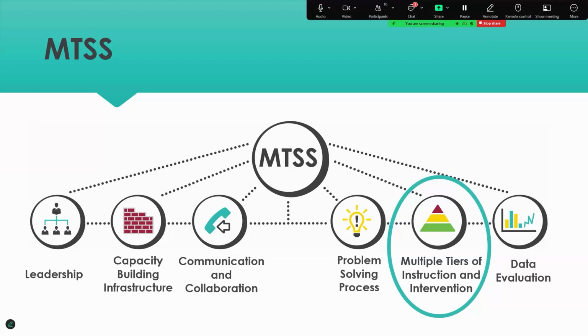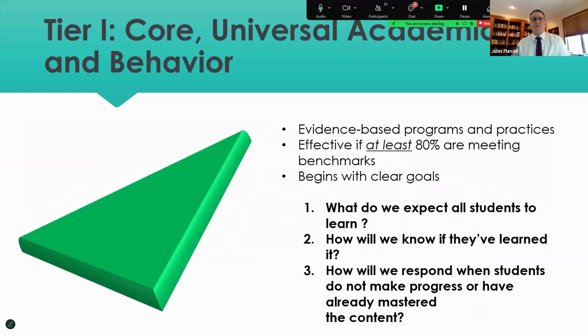Okay. I ran through that quickly because that's the 30,000 foot view, and I'm not a fan of heights, so I want to get off that real quick. Tier 1, universal academic and behavior.